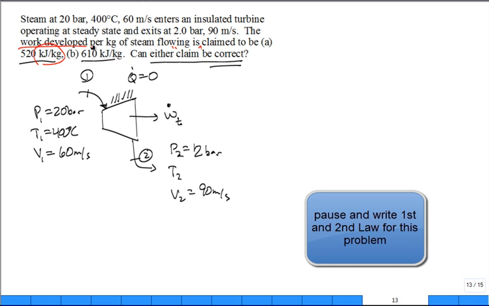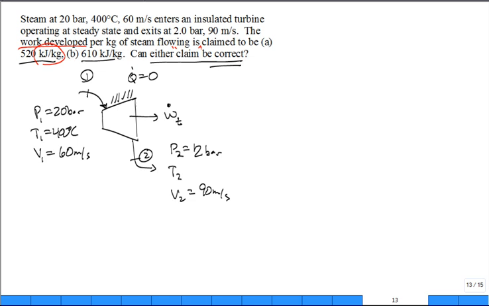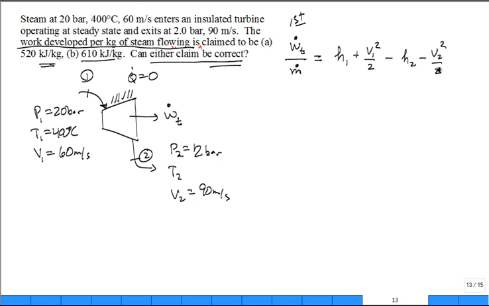All right, so I asked everybody to write the first law. You can write the first law in a couple very generic forms, but you need to get to where you have the mechanical power out of the turbine divided by the mass flow rate coming through the turbine. That will have the units of kilojoules per kilogram. It is the work developed per kilogram of steam flowing. That's equal to, you come in with H1 and kinetic energy 1, and you go out with H2 and kinetic energy 2. How many people got that equation?